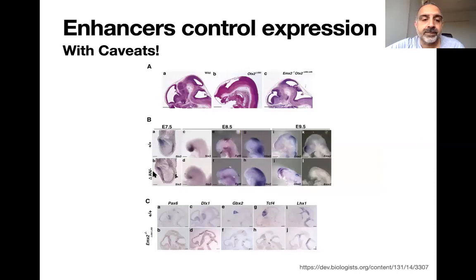And then they're looking at an embryo where this number 12 enhancer that they've characterized is deleted. And what they find is that there are defects, not so subtle, they're quite profound defects in the anterior patterning of the mouse embryo. But it's not the same as removing OTX2 function itself.